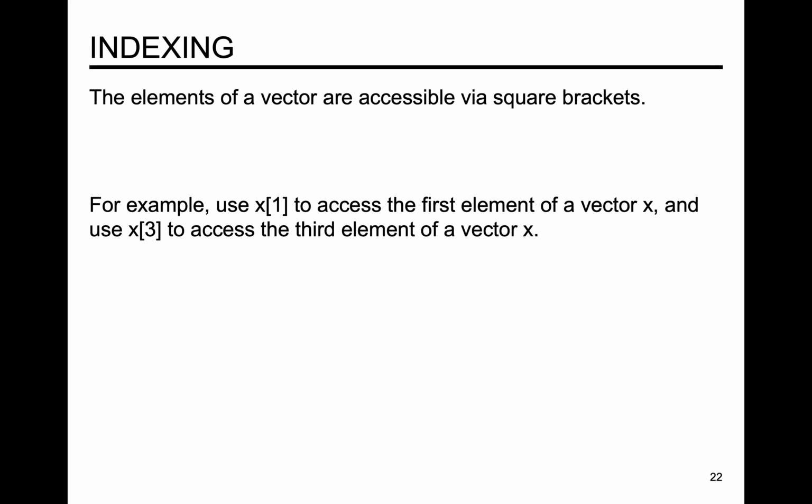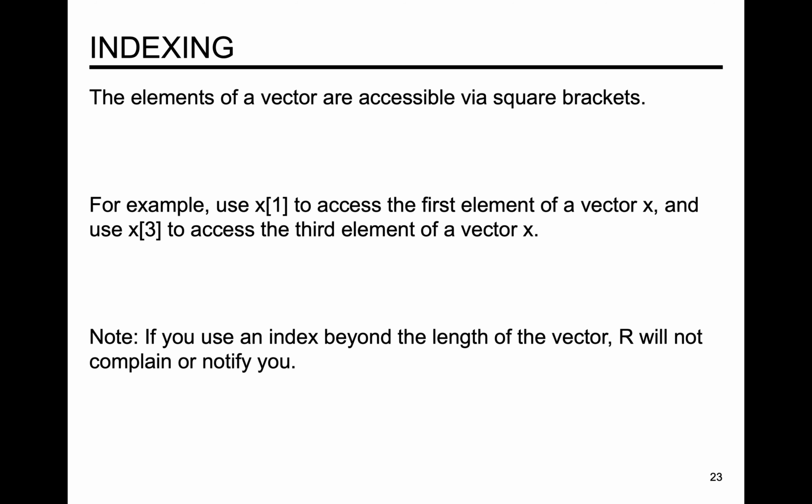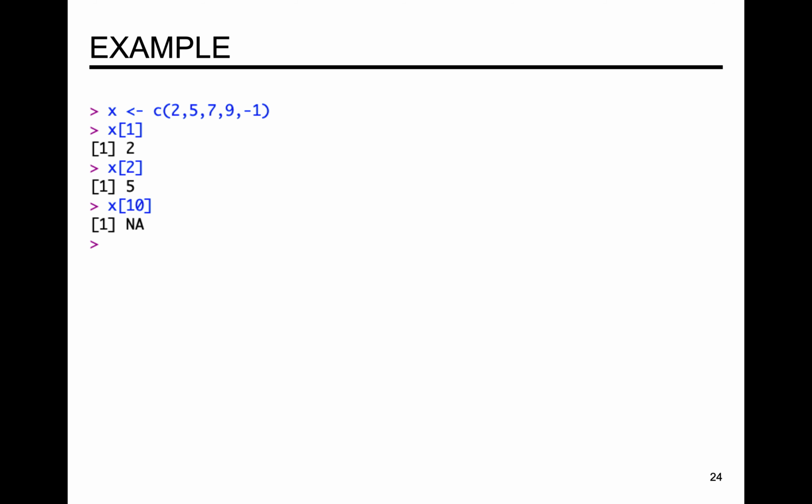For example, you can use x square bracket 1 to access the first element of a vector x, and x square bracket 3 to access the third element of a vector x. You need to be careful because, unfortunately, if you use an index beyond the length of a vector, R will not complain or notify you.